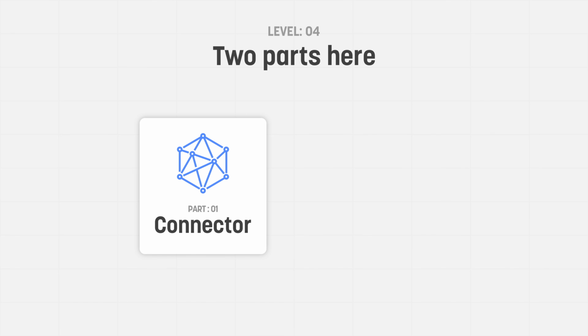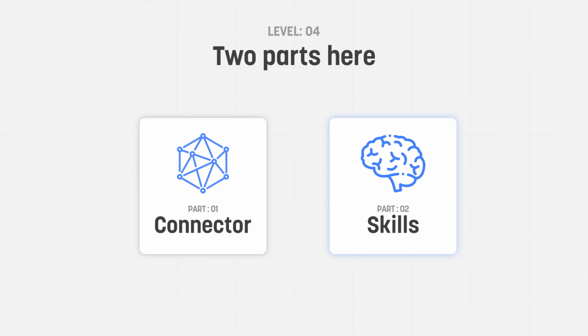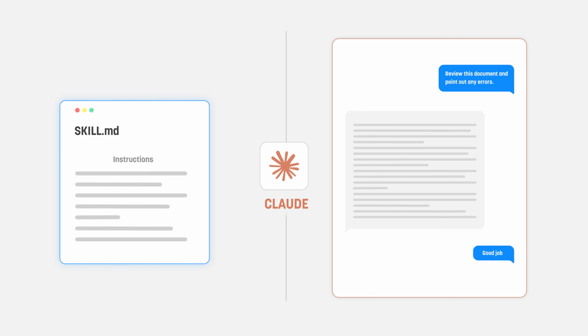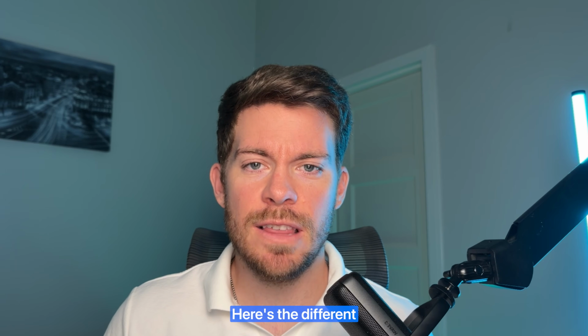Now the second part, and this is personally my favorite, is skills. A skill is a safe playbook that you teach Claude once, so it performs a repeated task exactly the same way every single time, without you ever having to explain it. Here's the difference that matters.